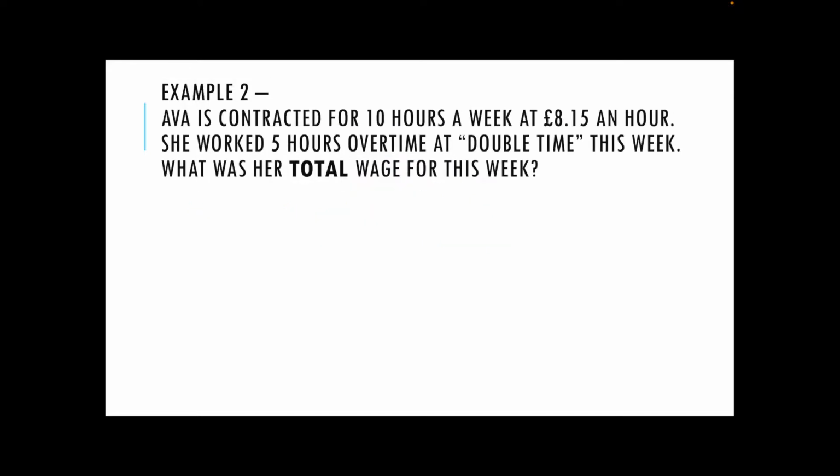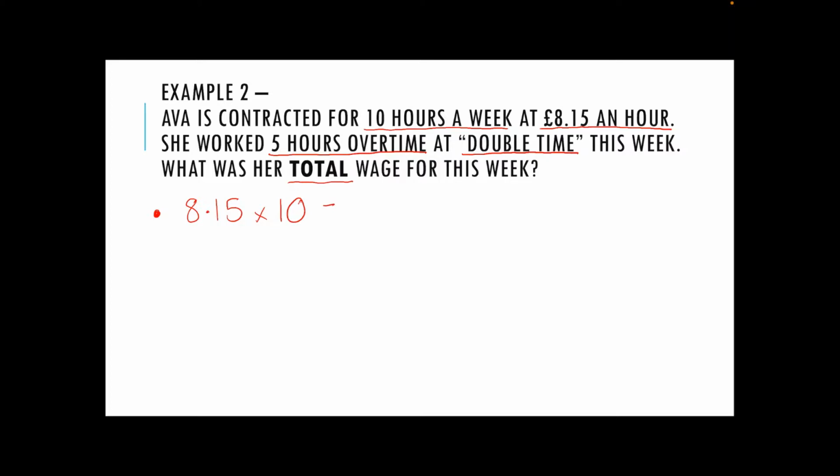Ava is contracted for 10 hours a week at £8.15 an hour. She worked 5 hours of overtime at double time this week. What was her total wage for the week? So we've got 10 hours a week and £8.15 an hour. She's also done 5 hours of overtime and gets paid double time for that, and it's her total wage that we want to calculate. So the first thing I'm going to work out is just her normal pay for the week.